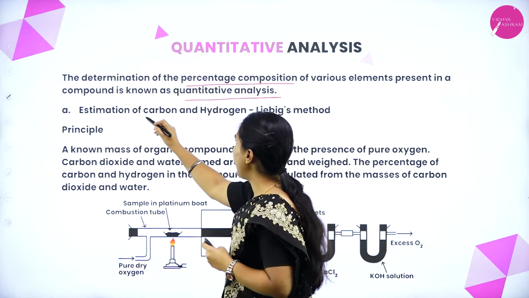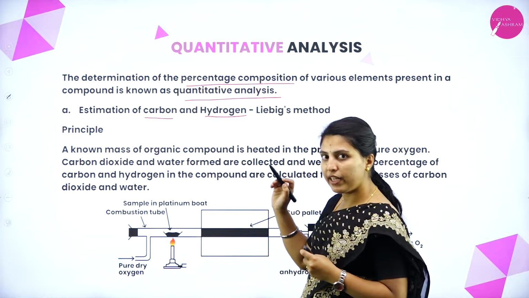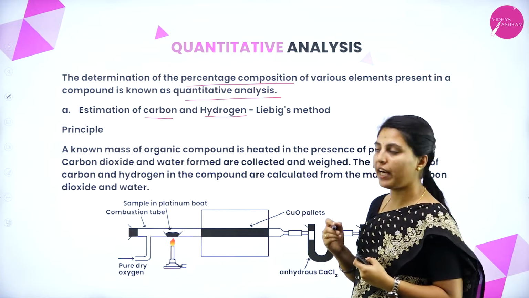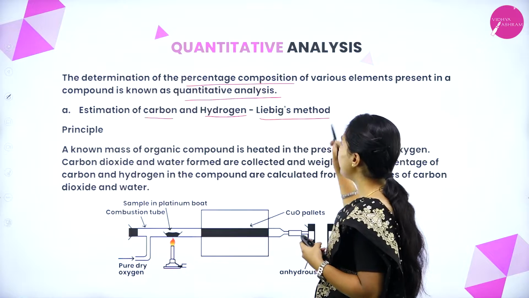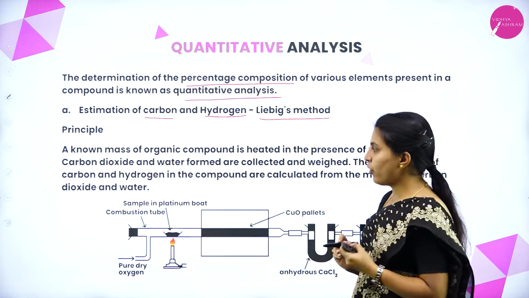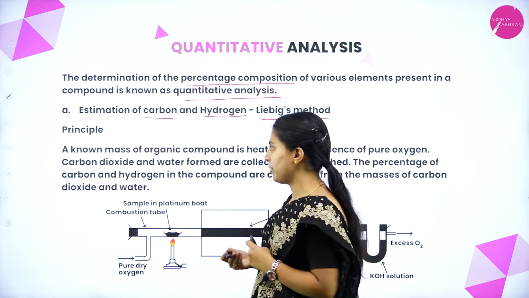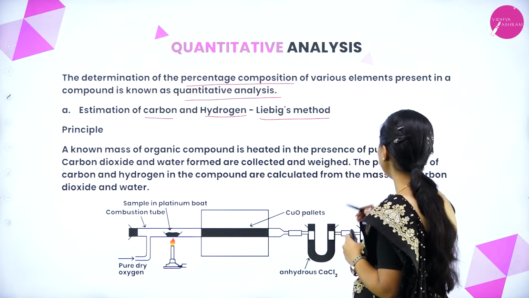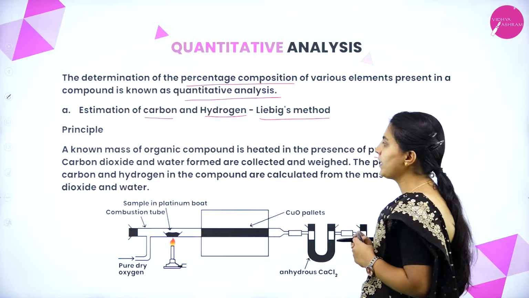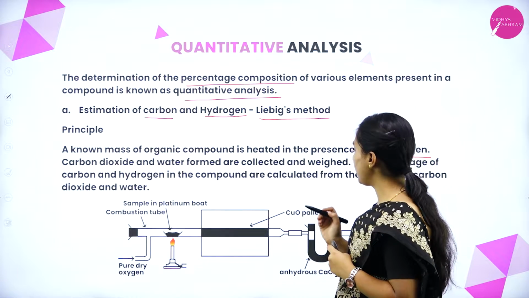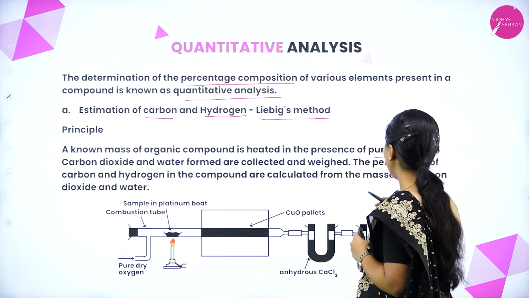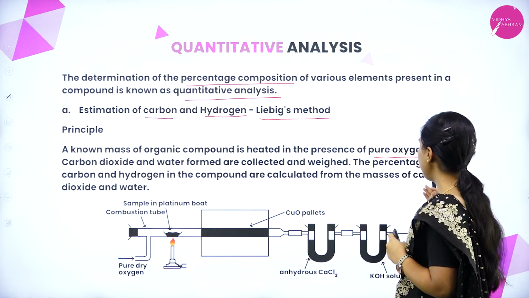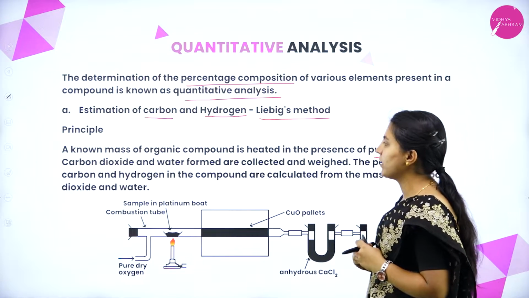Estimation of carbon and hydrogen. We have seen carbon and hydrogen in the qualitative analysis. Now the estimation of carbon and hydrogen we are seeing by Liebig's method. So what is the principle of this estimation? A known mass of organic compound is heated in the presence of pure oxygen. Carbon dioxide and water formed are collected and weighed. The percentage of carbon and hydrogen in the compound are calculated from the masses of carbon dioxide and water.